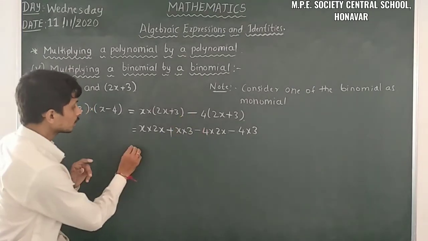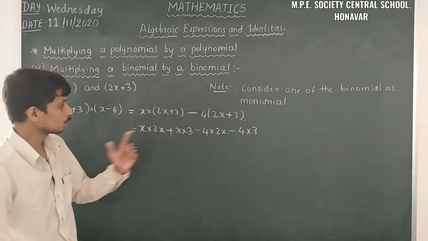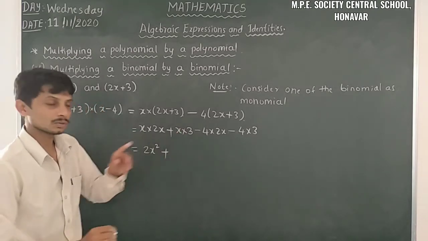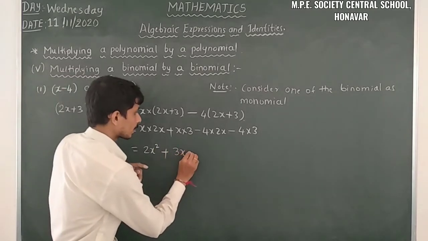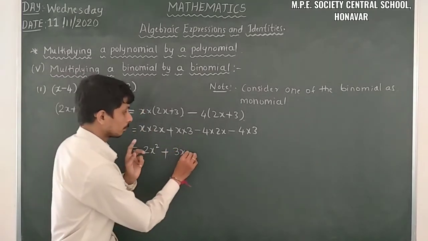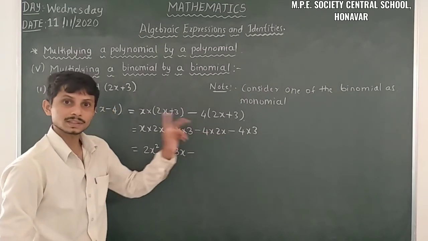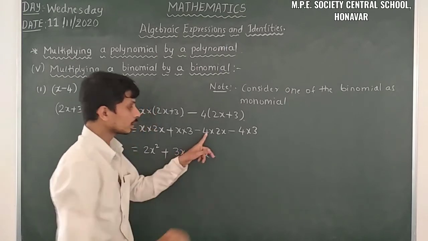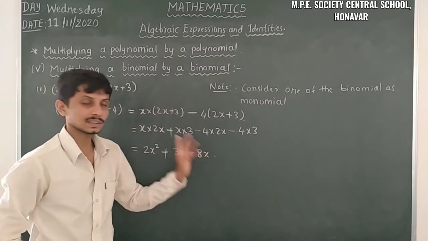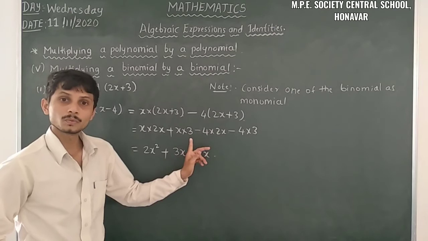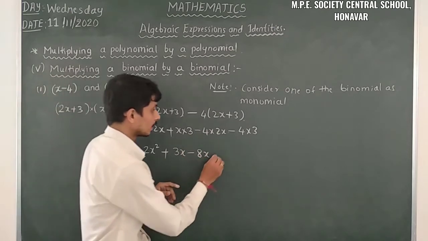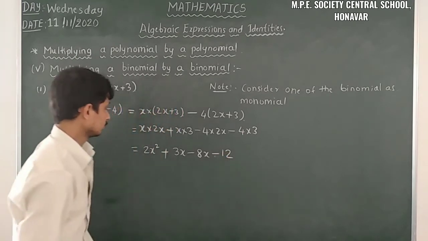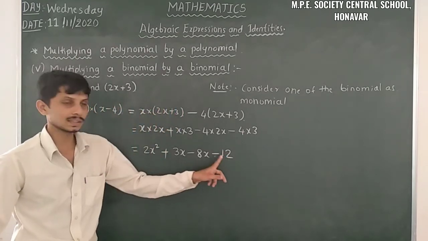Yes. So after that we have to simplify. x into 2x is 2x square, plus x into 3 is 3x. Here minus 4 into 2 is 8x, and x remains x. Then minus into plus, minus 4 into 3 is minus 12. So 2x square plus 3x minus 8x minus 12.